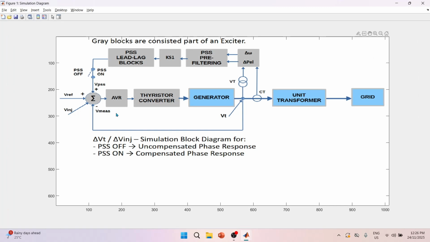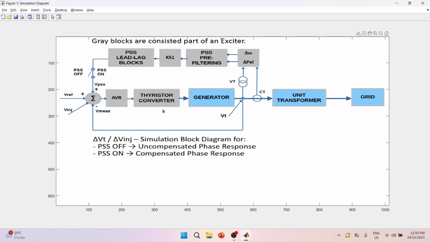The blocks in gray are the constituent parts of the exciter, including essentially the AVR, the thyristor converter, and the power system stabilizer. PSS is shown here with 4 blocks: calculated delta omega and delta P electrical, pre-filtering, KS1 as the PSS gain, and the PSS lead lag blocks. The blocks in blue are the generator, the unit transformer, and the grid.